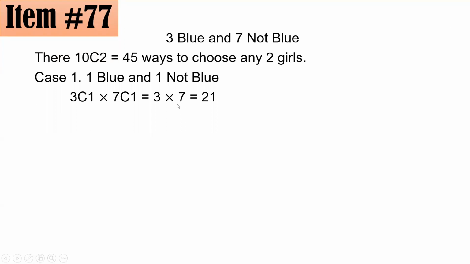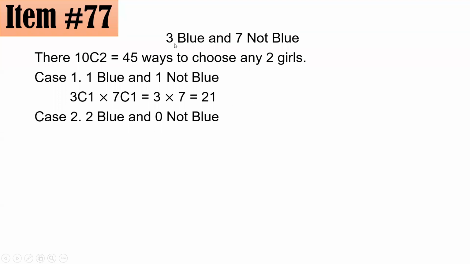That's why 3C1 is 3, 7C1 is 7, and their product is 21. Which tells us that there are 21 ways all in all to choose 2 girls, na isa yung blue at saka isa na not blue. However, sabi sa problem, at least one. At least one with blue eyes. Pwede po na dalawa sila blue eyes at saka yung wala na not blue.